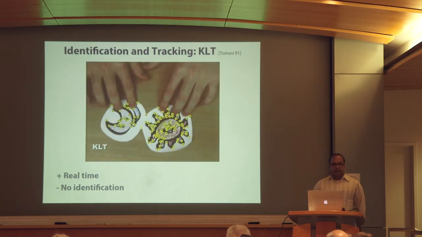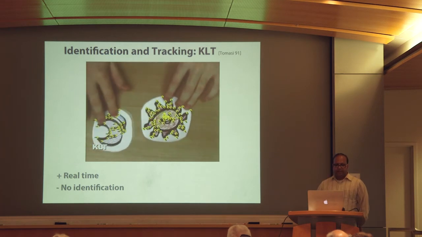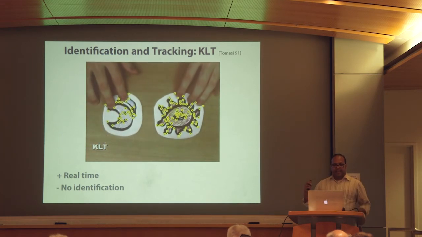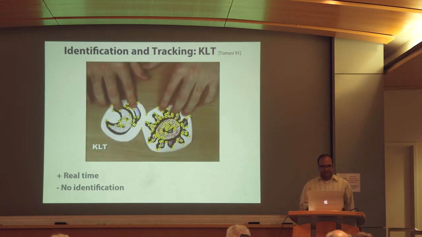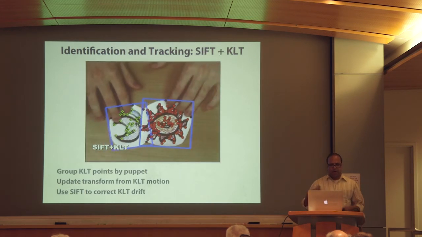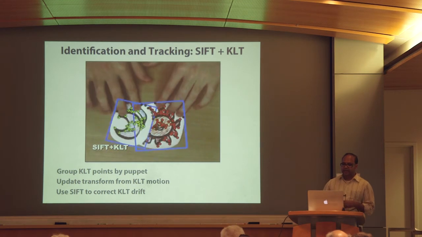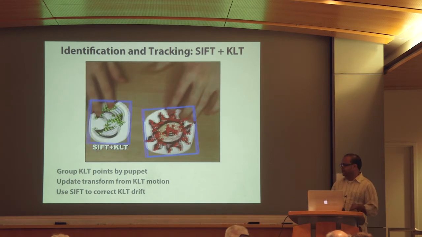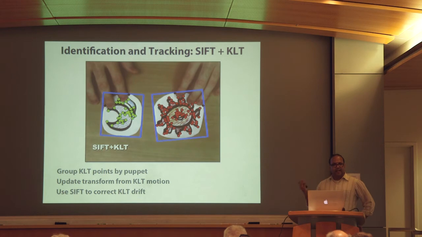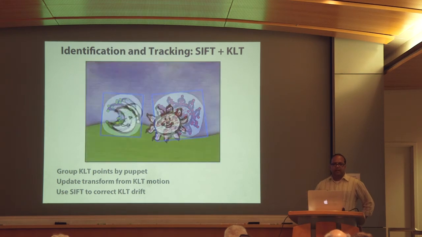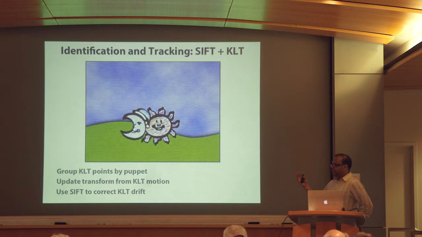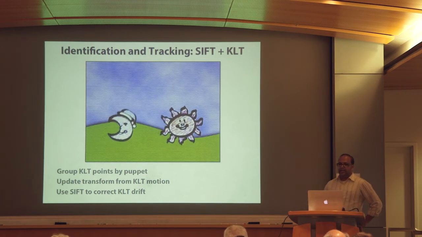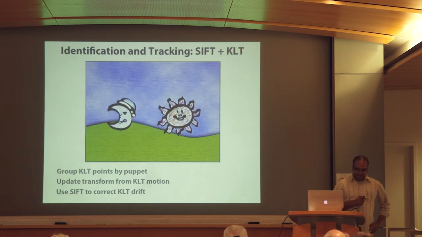KLT is an optical flow-based tracker that can locate the puppets in real time, but it can't distinguish between them. It can't identify the sun and the moon. And so our approach is to combine these two algorithms to identify and track the puppets in real time. And we can then retrieve the corresponding puppet mat from our database and render it onto a new background to generate the animation that you see here.